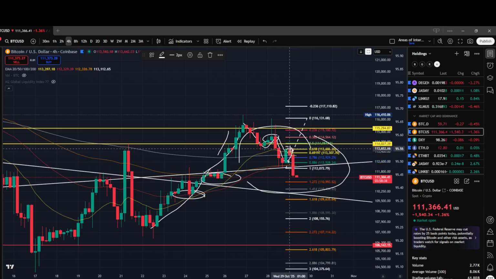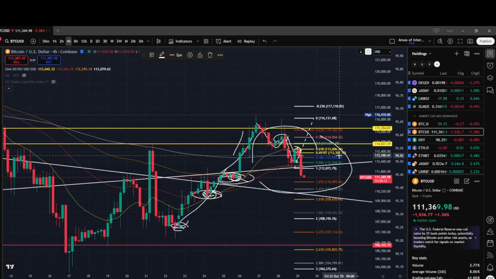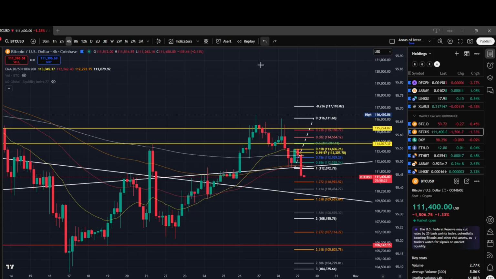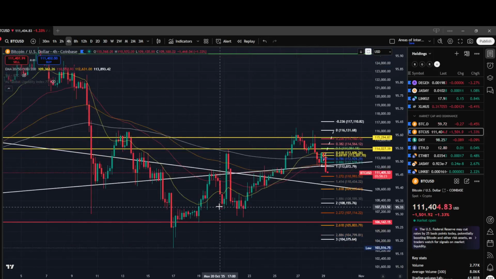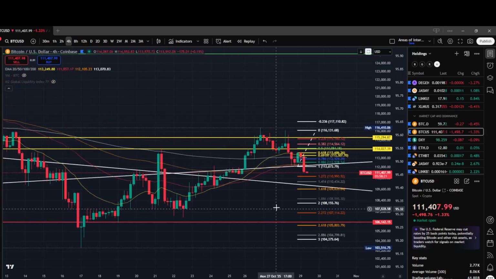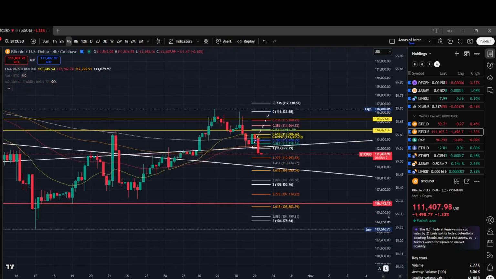Oh, we rejected, we're going down. You should probably close out your longs, right? And so that's just kind of what happens with crypto until there's some regulation. Exchanges will do whatever they can to liquidate leveraged longs, especially high leverage longs.